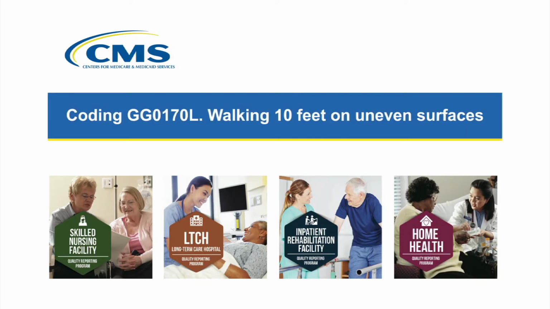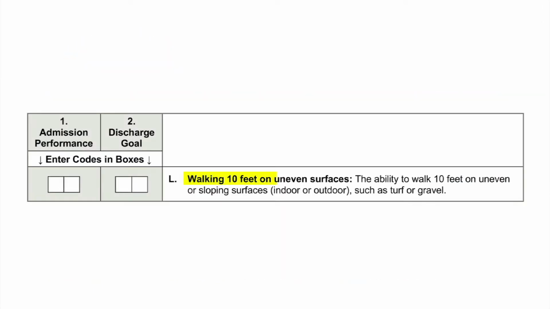In this provider training video, we will demonstrate how to assess item GG0170L, walking 10 feet on uneven surfaces, using two different coding scenarios. Remember, this item is coded at both the admission and discharge. Walking 10 feet on uneven surfaces is defined as the ability to walk 10 feet on uneven or sloping surfaces, indoor or outdoor, such as turf or gravel.